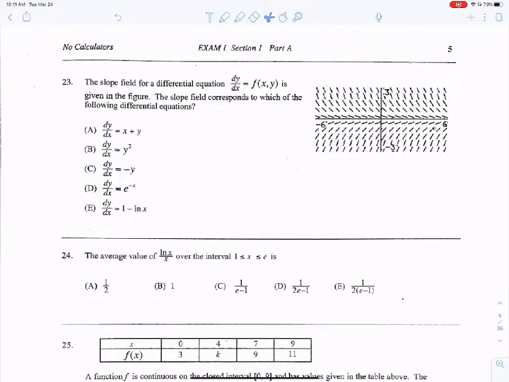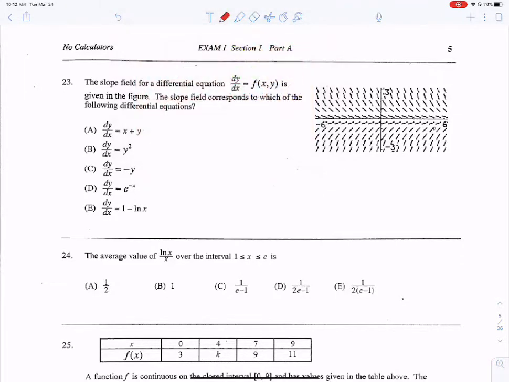What do we got? So for number 23, the slope field for the differential equation is given in the figure. The slope field corresponds to which of the following differential equations? Okay, so this looks a lot worse than it is. Here's what I'm going to do.